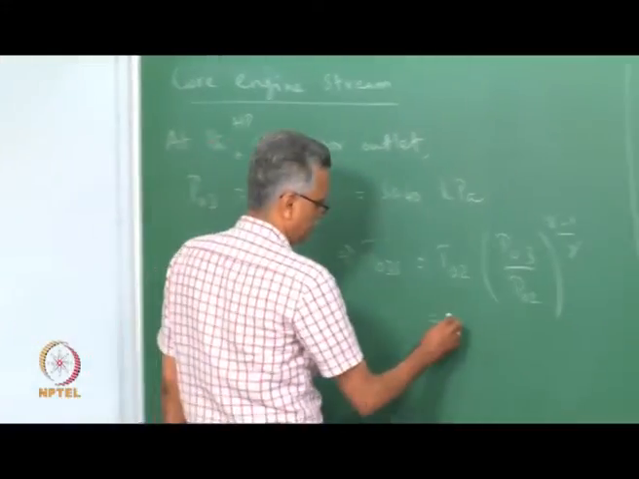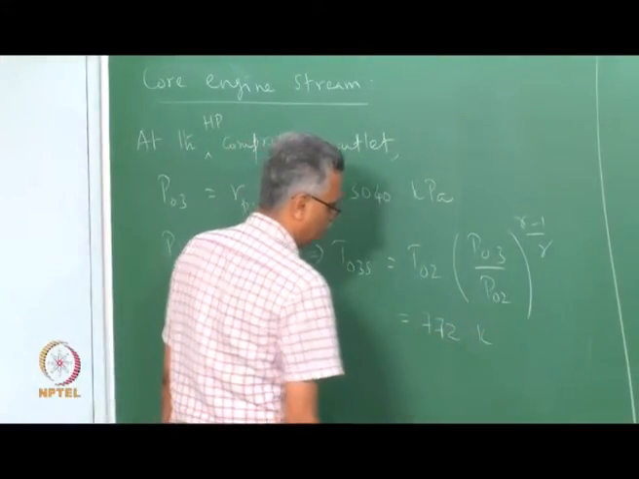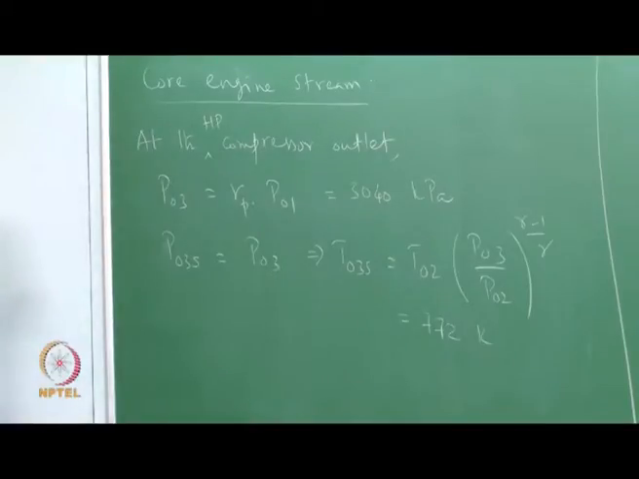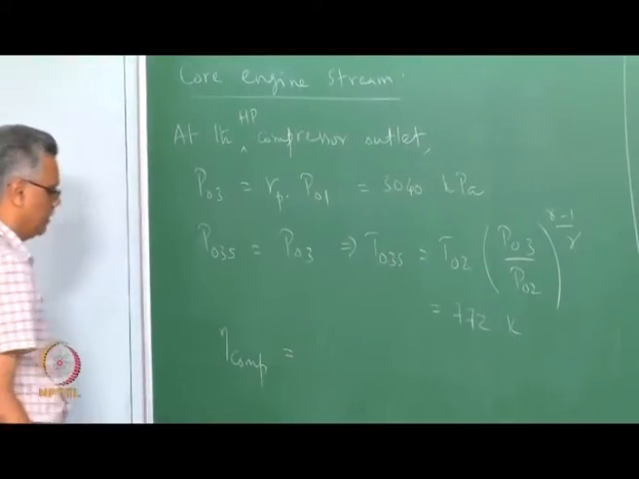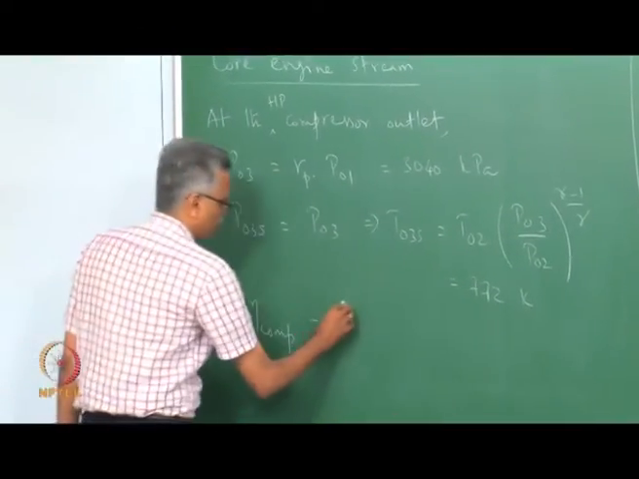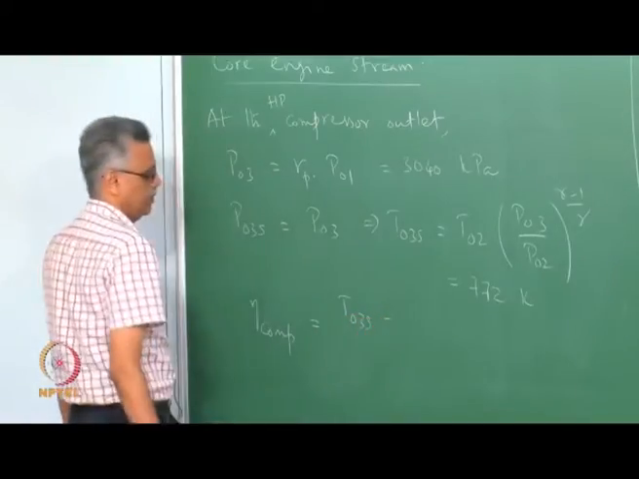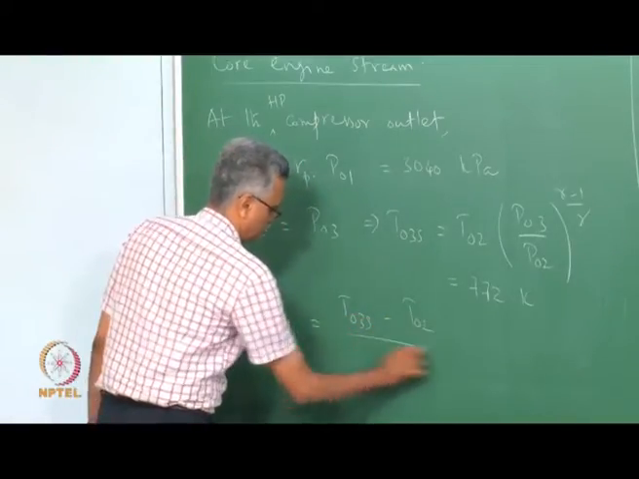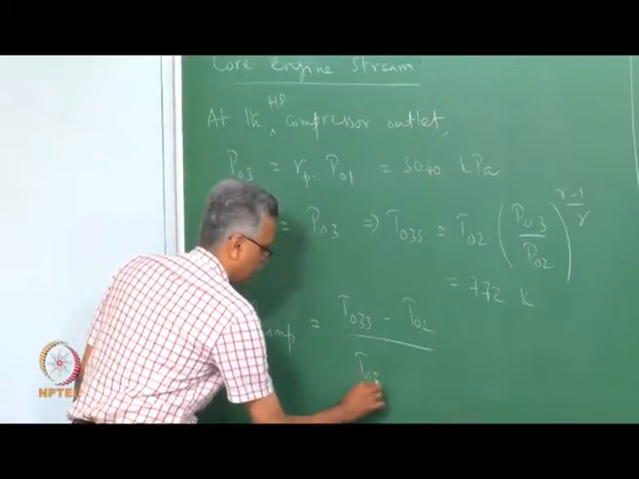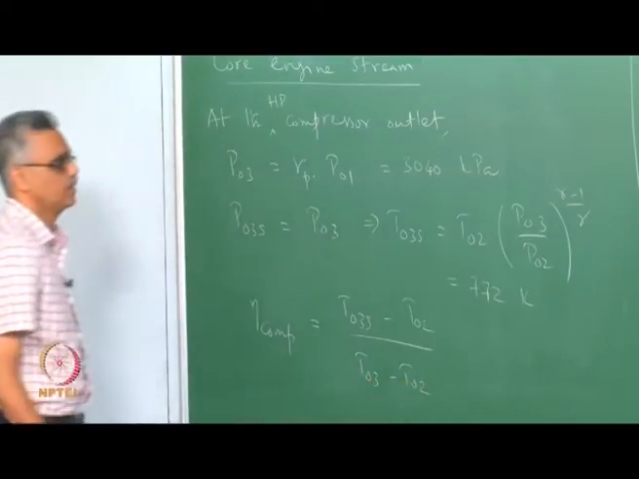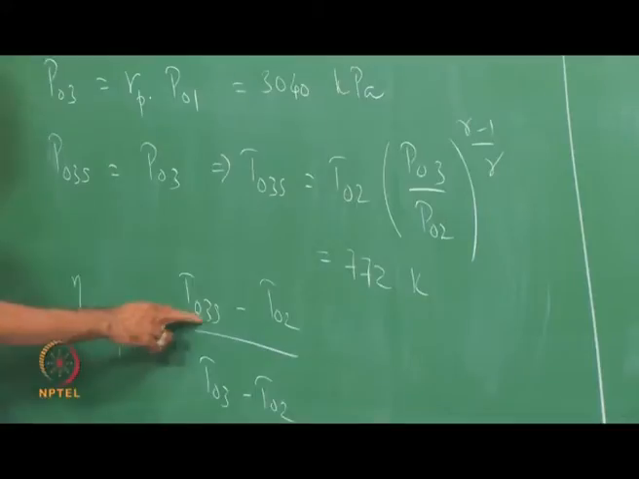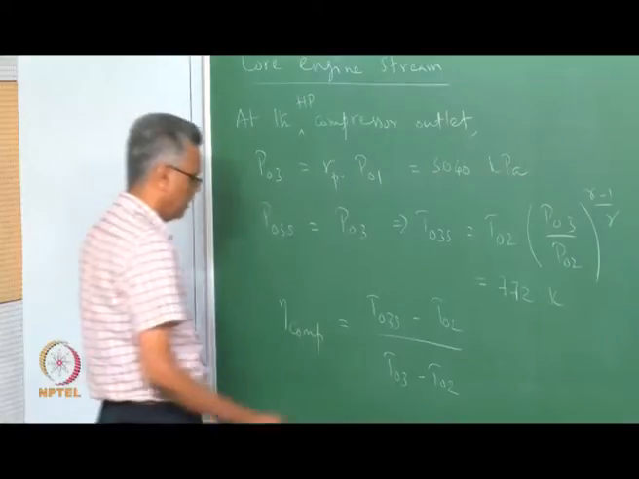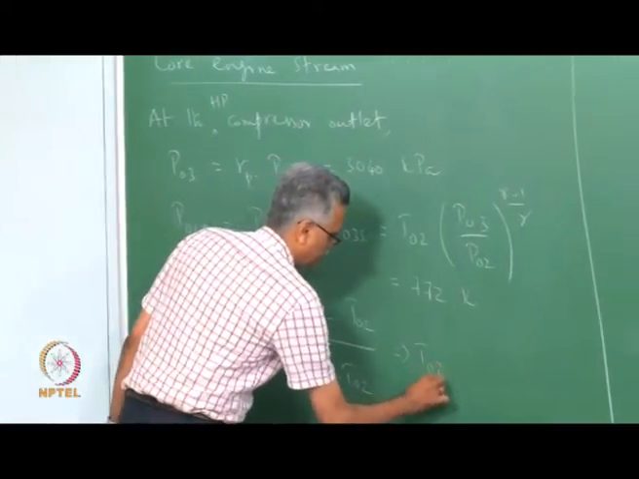772 Kelvin. Okay. Now, the efficiency of the compressor, if you recall, is given as T03S minus T02 divided by T03 minus T02. Now, I know efficiency of compressor is given, T03S is known, T02 is known. So, I can calculate T03 from this expression. If I go ahead and do that, what do I get for T03?